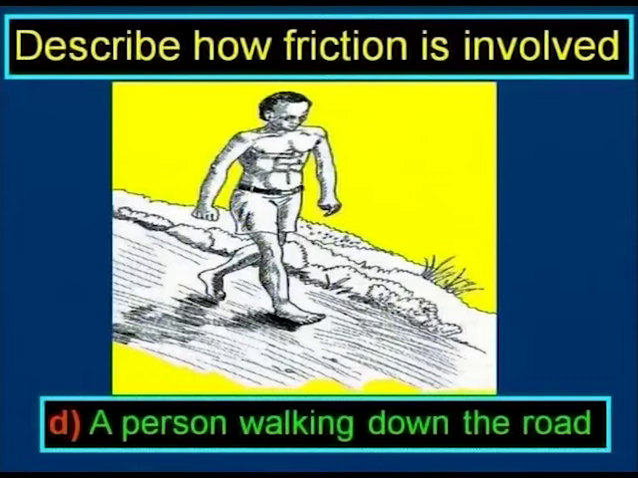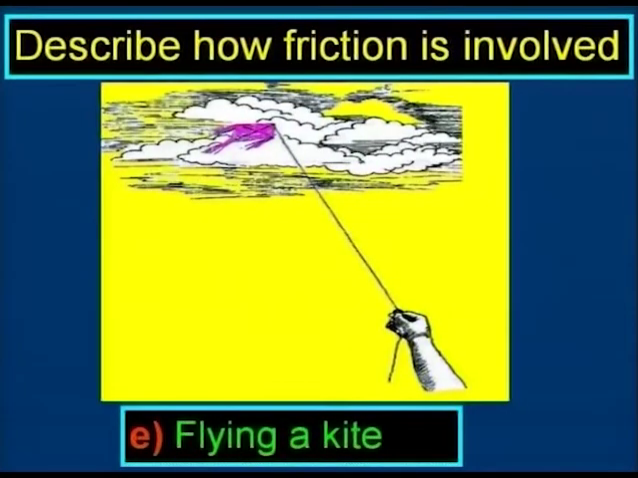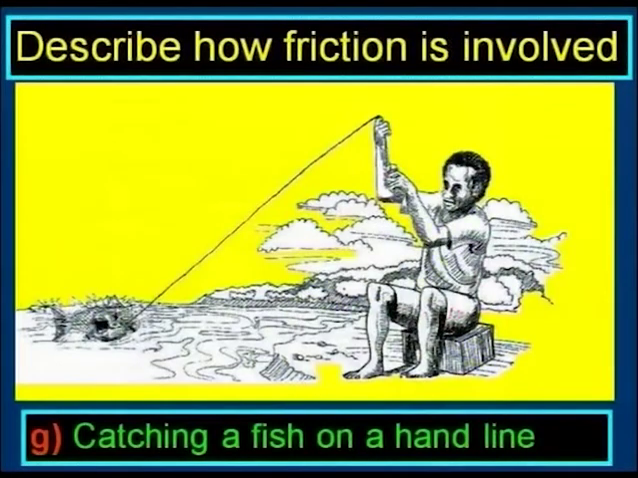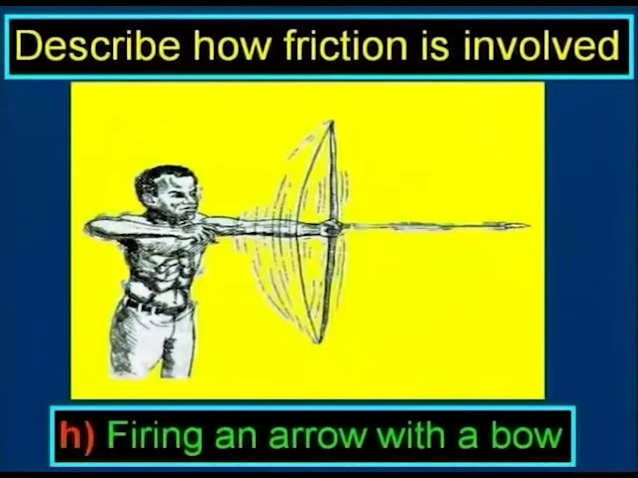How is friction involved when you're flying a kite? Or moving a rock with a crowbar? Or catching a fish with a hand line? Or even firing an arrow with a bow? Okay, so these pictures will be flashed on your screen. You can do that as it comes on. You can do that in groups.